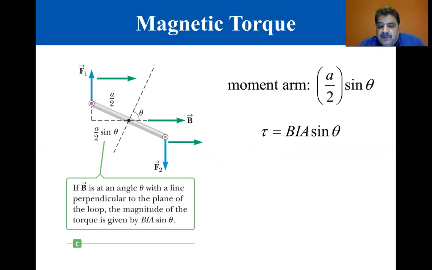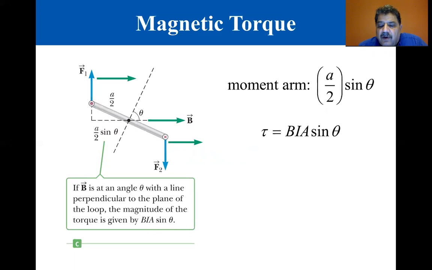This result shows that the torque has the maximum value BIA when the field is parallel to the plane of the loop, that is, theta equals 90, and is 0 when the field is perpendicular to the plane of the loop. As you can see in the figure, the loop tends to rotate to smaller values of theta so that the normal to the plane of the loop rotates toward the direction of the magnetic field. Even though our analysis was for a rectangular loop, a more general derivation will show that our result applies regardless of the shape of the loop.